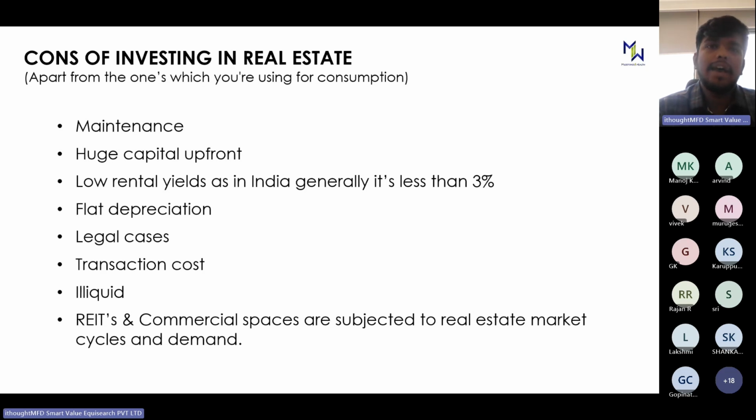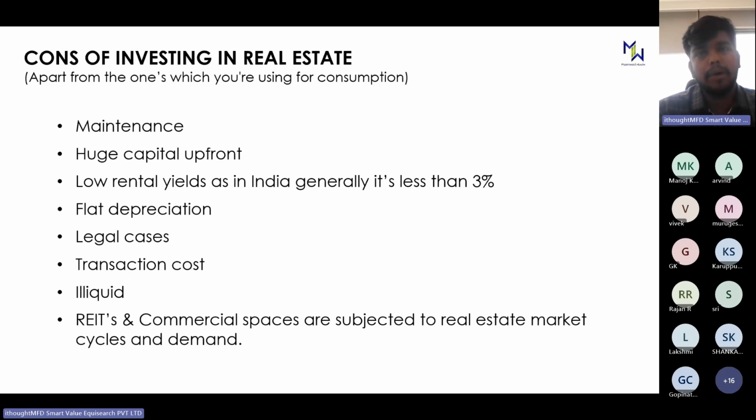Because in flats, you're just owning the built up area, not the actual land. So even at the time of demolition, you'll just be getting the UDS, the undivided share, which will typically be very low for a flat. And there's a lot of encroachment and legal cases which might happen in the future. And there's a lot of transaction costs.